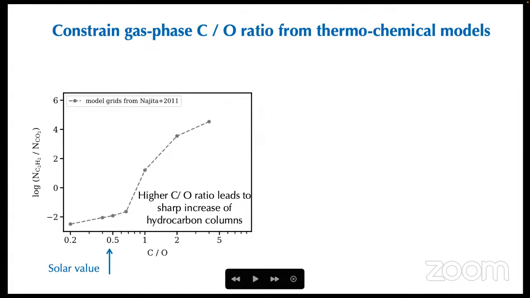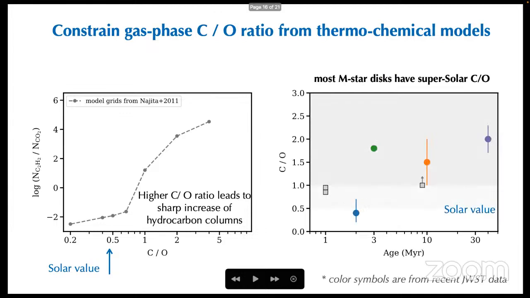Okay, so several chemical models predict that if you increase your gas-phase C/O ratio from solar value to near 1 or above, you will see a huge increase in the hydrocarbon column because any remaining carbon finds hydrogen to form hydrocarbons. So we can then use those model grids to estimate what is the level of C/O ratio in our disks. This is what we found.